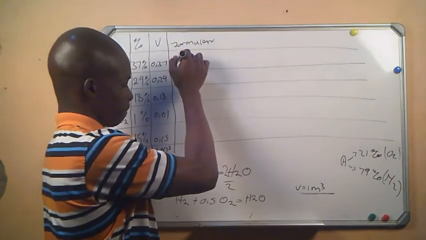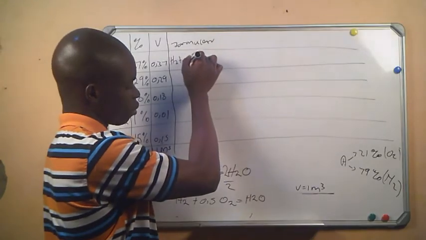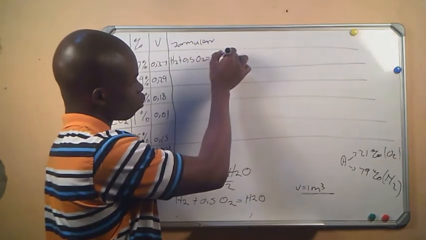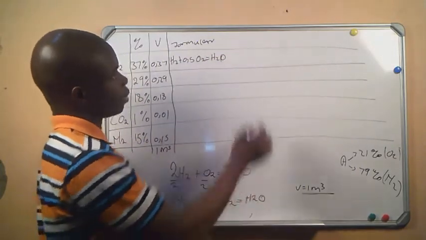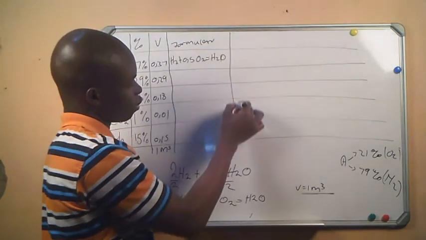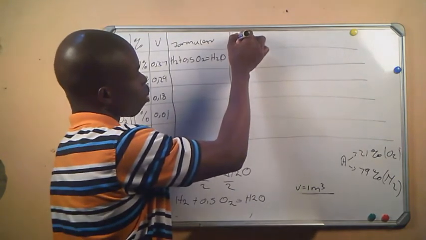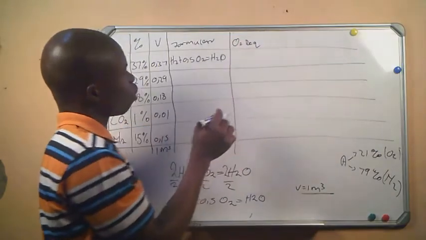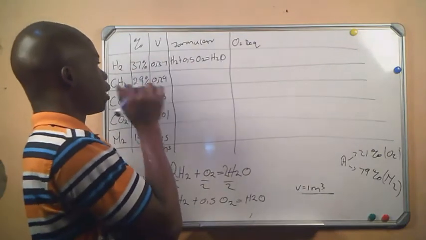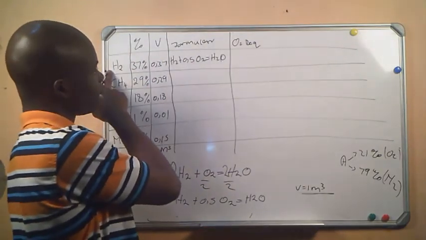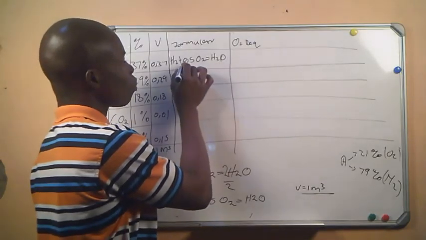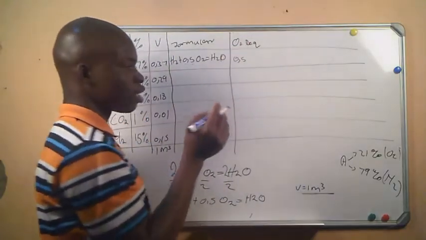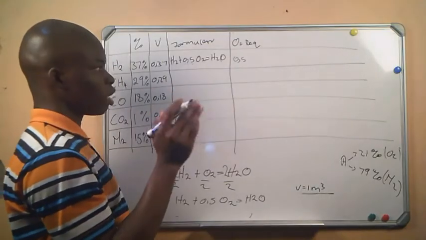And then we write this formula here: H2 plus 0.5 oxygen equals H2O. We are done with this formula, and then this is the oxygen required. So the oxygen that will be required by this hydrogen in this fuel is 0.5, since we know that for 1 cubic meter, 0.5 cubic meters will be required to completely burn hydrogen.